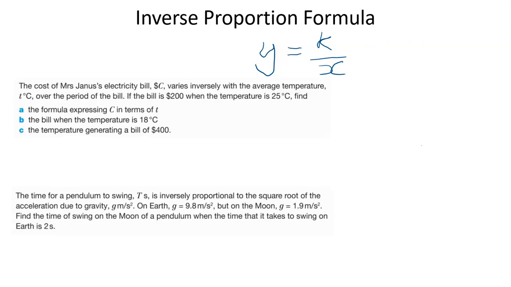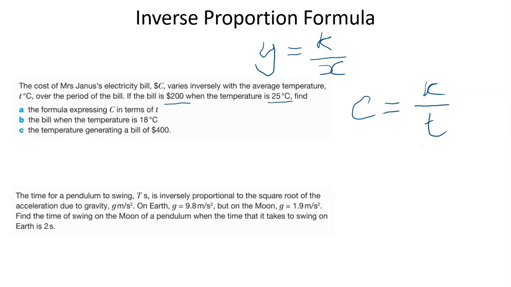The cost of this person's electricity bill, C, varies inversely, so it's inversely proportional, with the temperature, T. So what we can say is C is some value divided by T. It's an inverse relationship, so we have that divide. If the bill is $200 when the temperature is 25, find a formula. Well, I've almost got the formula here. I just need to know what K is.